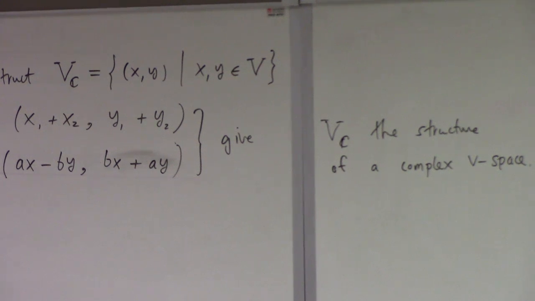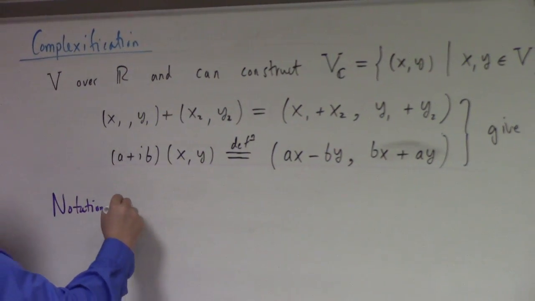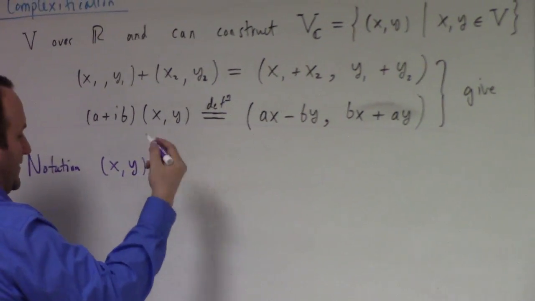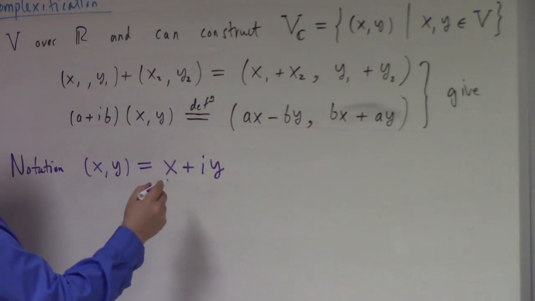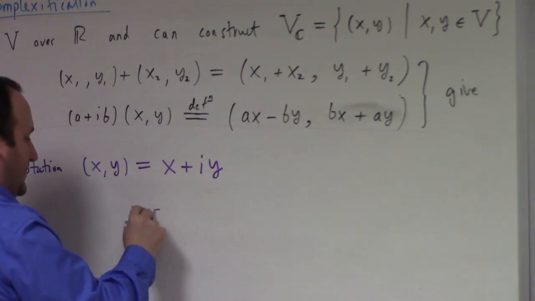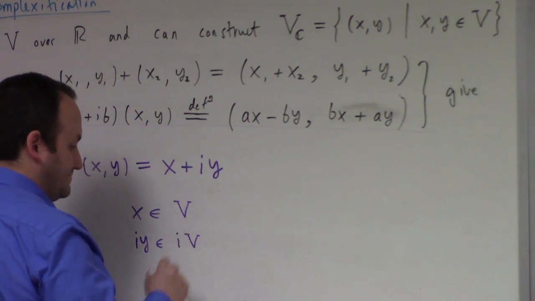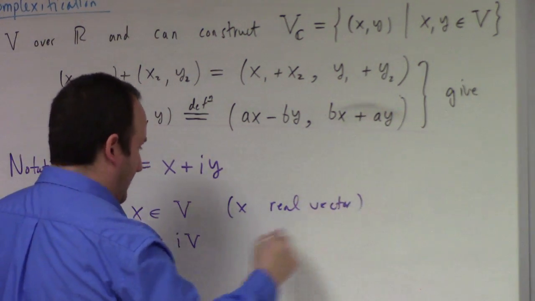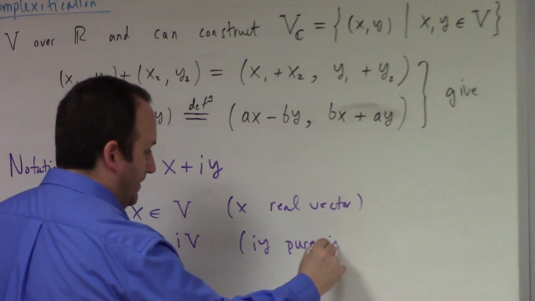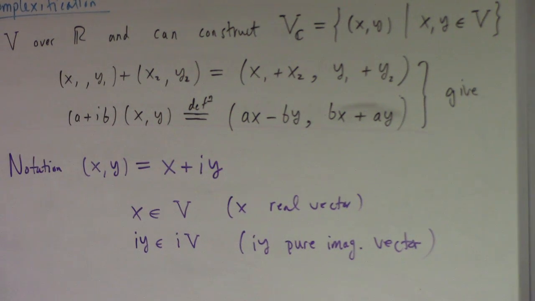Now here's the notation we use, because this comma stuff is really kind of a drag. Instead of saying (x, y), we write, without ambiguity, x plus iy. So here x is an element of the vector space V, whereas iy is an element of what we'd call iV. So x is a real vector, and iy is a pure imaginary vector. Generally speaking, a vector in the complexification is a sum of a pure real vector and a pure imaginary vector.